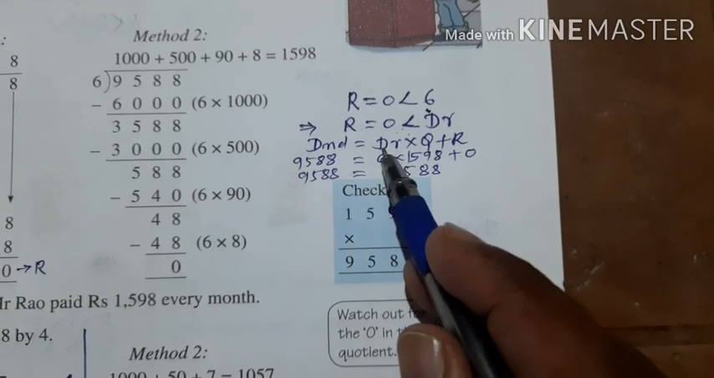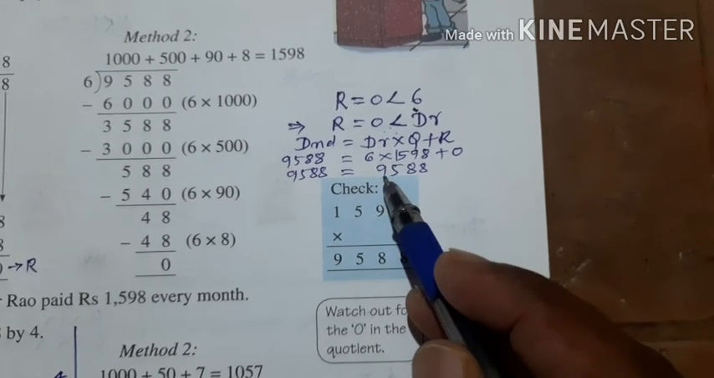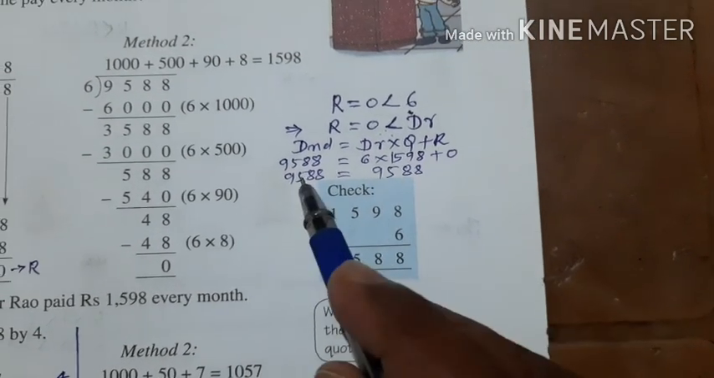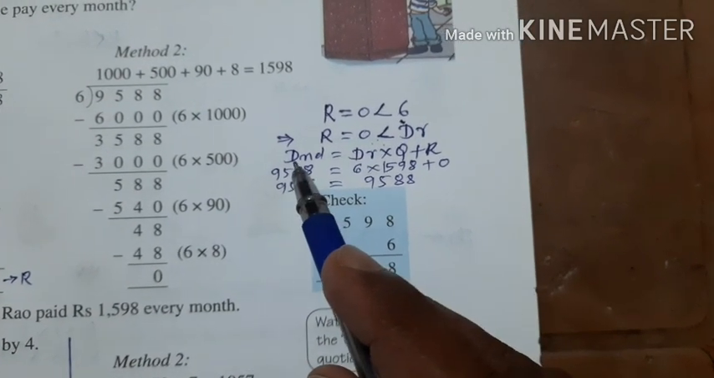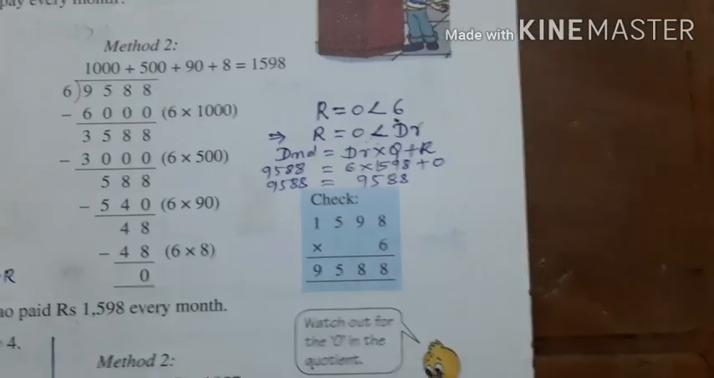Here the product of divisor and quotient is 9588. Therefore LHS is equal to RHS. Hence the division is verified by division lemma.